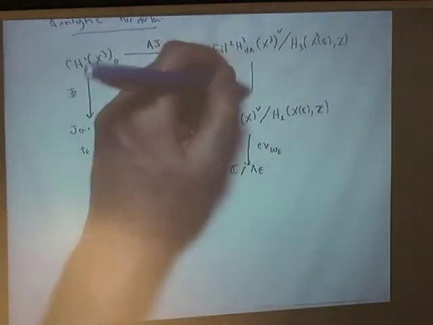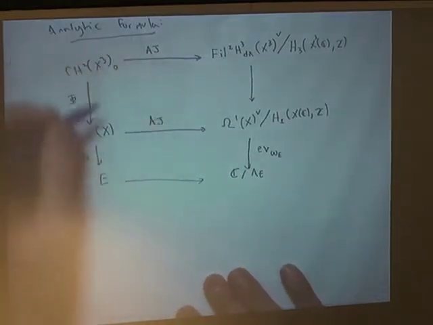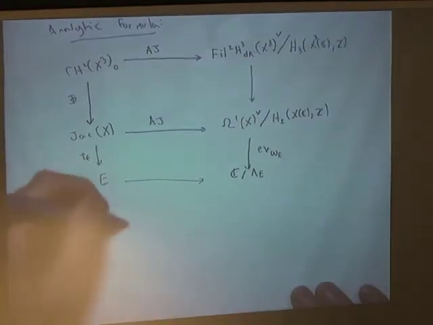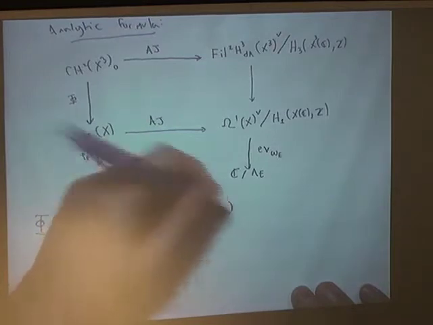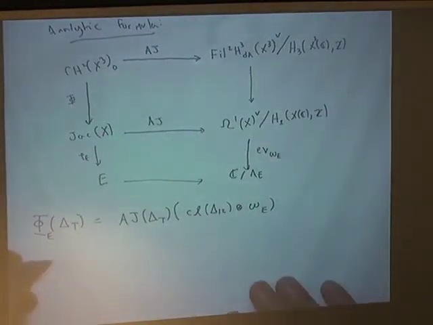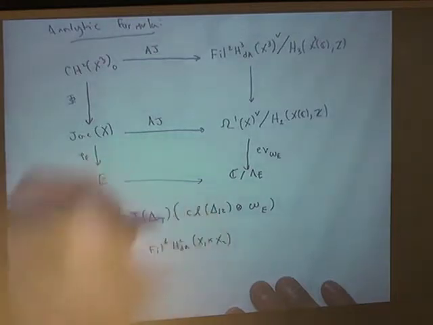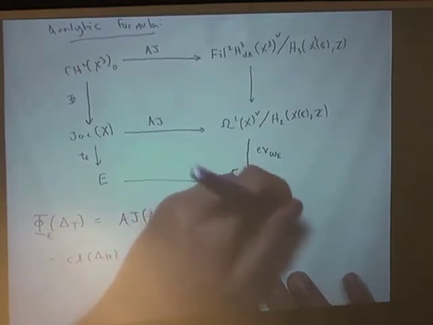Okay? And the formula which Victor wrote down last time is that we can understand phi sub E of delta t, as a map to C mod lambda E, as the Abel-Jacobi of the cycle delta t evaluated on the class of delta 1, 2, the class of the diagonal, tensored with this differential omega E. So that was the formula which we saw last time, where I remind you that the class of the diagonal delta 1, 2 is an element of the Fil 1 H2 de Rham of X1 cross X2, intersected with H2 of X1 cross X2 with values in Z.